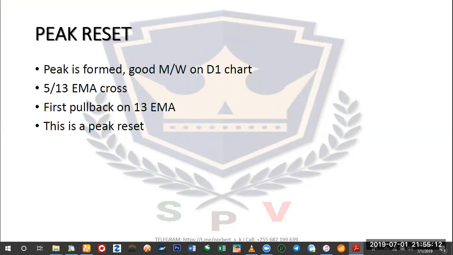All right, sorry about that. Go ahead. Now the peak reset. A peak is formed on the daily chart. A good M, a good W on the daily chart. There's a 5 after 10 crossover. Let's take a look on the chart.